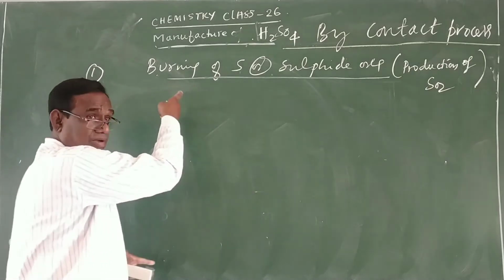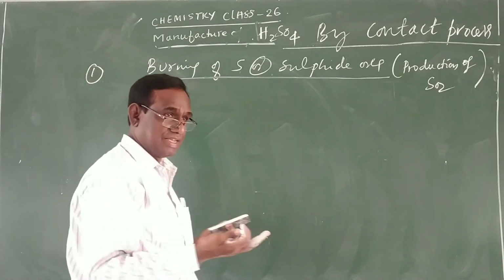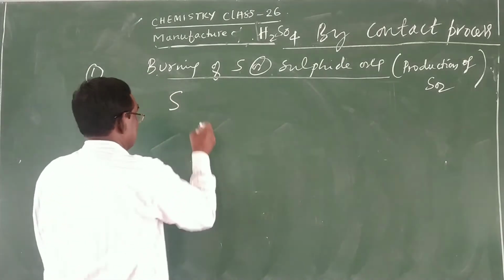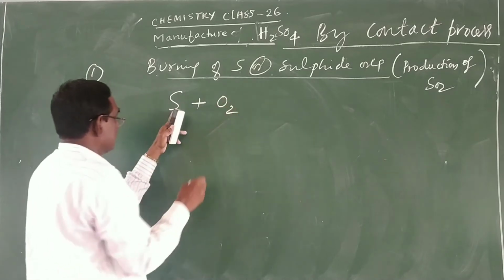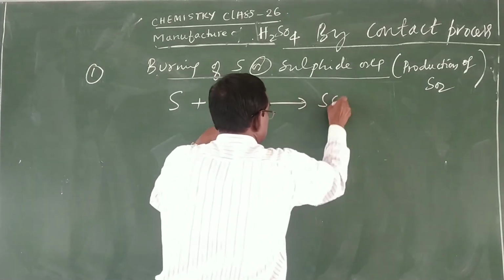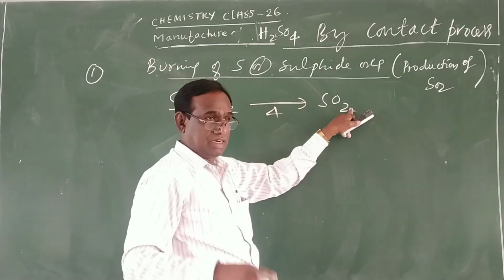So what is the formula for sulfur? Anybody? Yes, sir. Nitrogen is N, sulfur is what? Yes. So oxidation means O2. When sulfur is burnt in air, you will get SO2. Sulfur is burnt in air, you will get what? Sulfur dioxide. That is the first step.